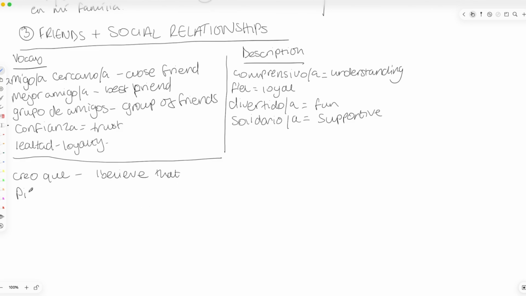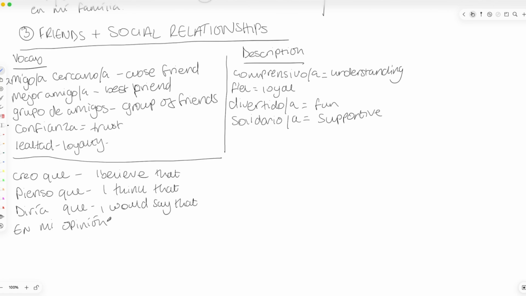Pienso que. Pienso comes from the verb pensar, to think. So I think that. You can also say, from what we heard earlier, diría que. I would say that. En mi opinión is a nice simple one that you can remember. En mi opinión, with an accent on the O.